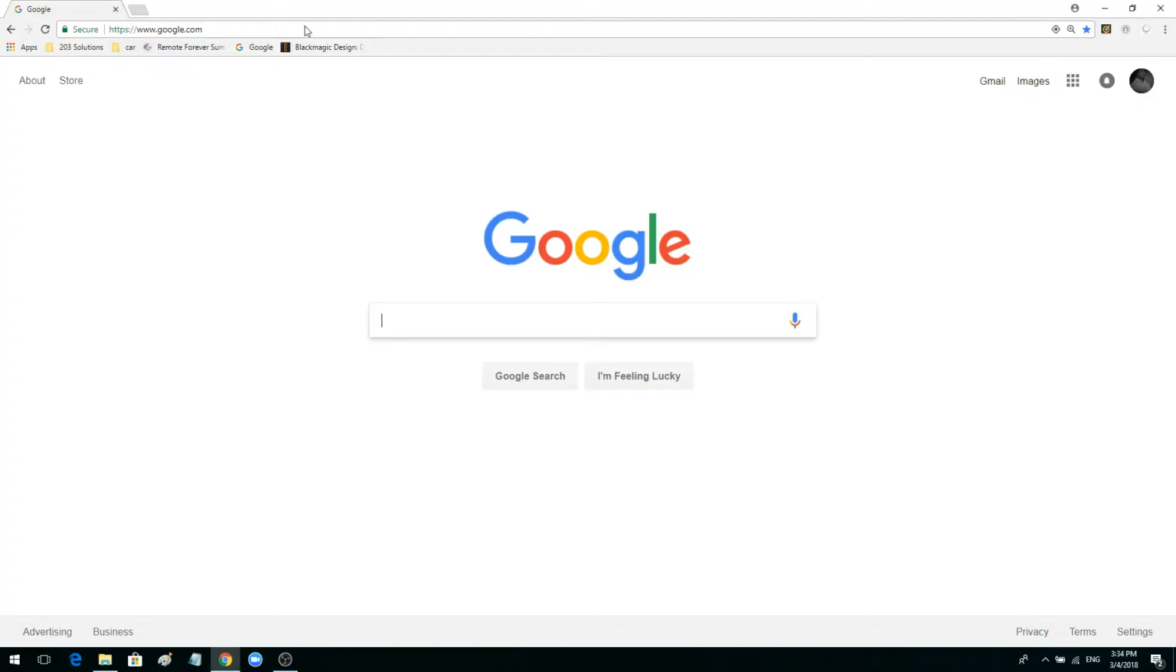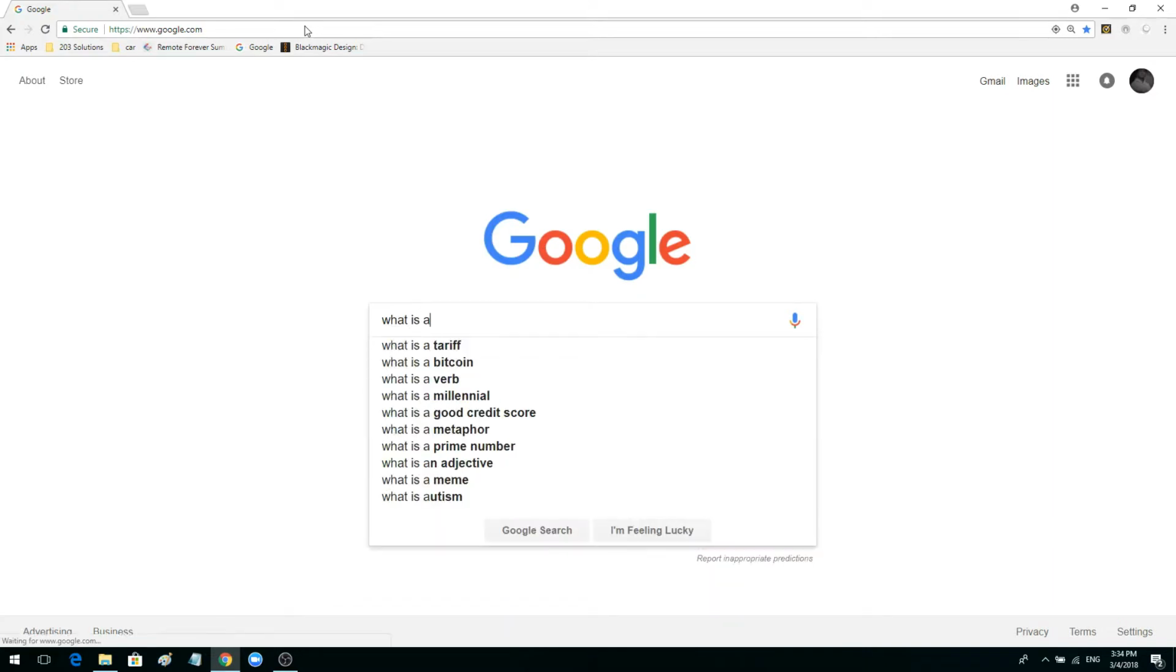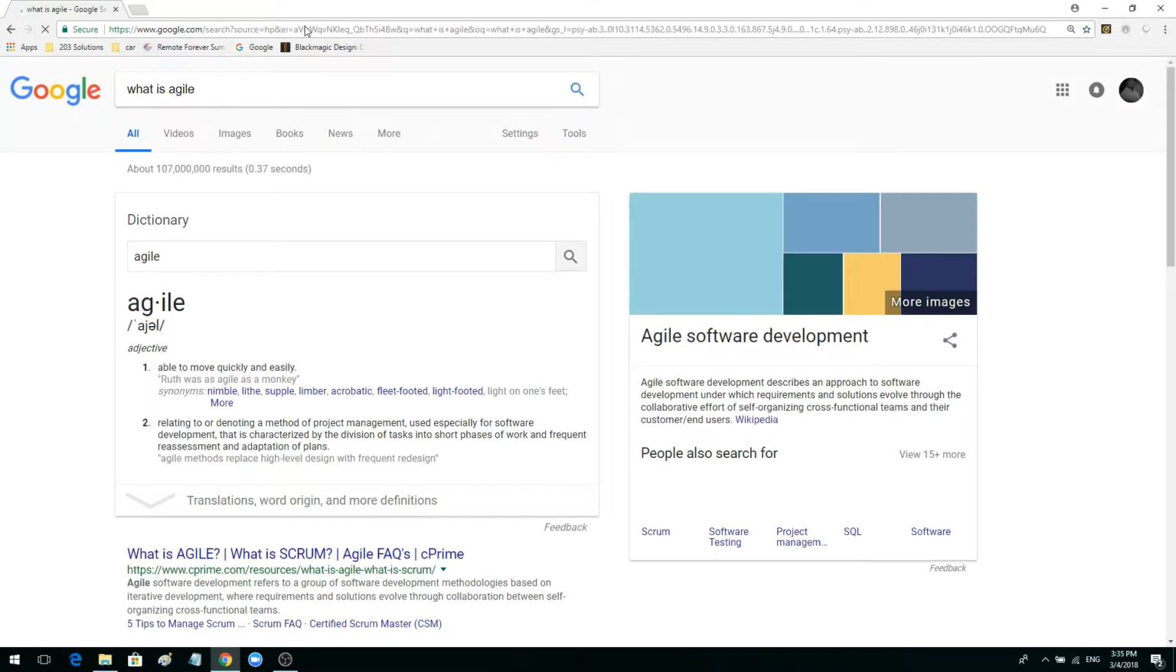What is Agile? This should be a very simple question to answer, but it's not. Unfortunately, there's a lot of use of Agile that got it to a point where even some of the people that are actually practicing or implementing Agile are not using the word Agile. So what is Agile? Let's take a look and see what Google has to say.